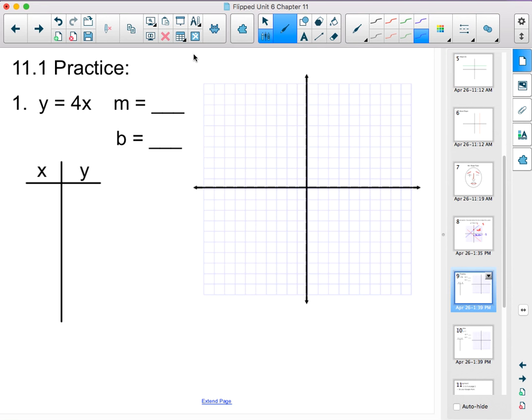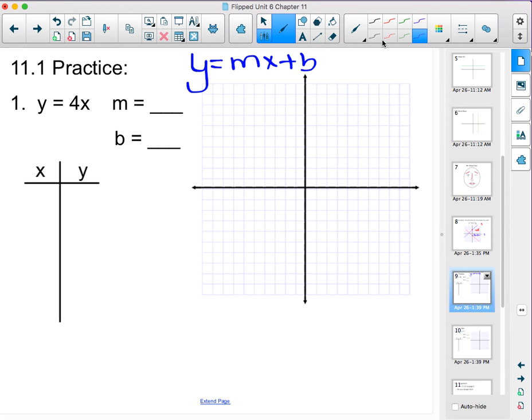So I want you to remember that the equation that we keep in our mind for linear equations is y equals mx plus b. Remember, the m is the slope and the b is the y-intercept. So those are important numbers for us, and we want to make sure that we show that when we are doing these problems. So our equation here is y equals 4x. The number that's in the m spot, that's the number in front of the x, is our 4.